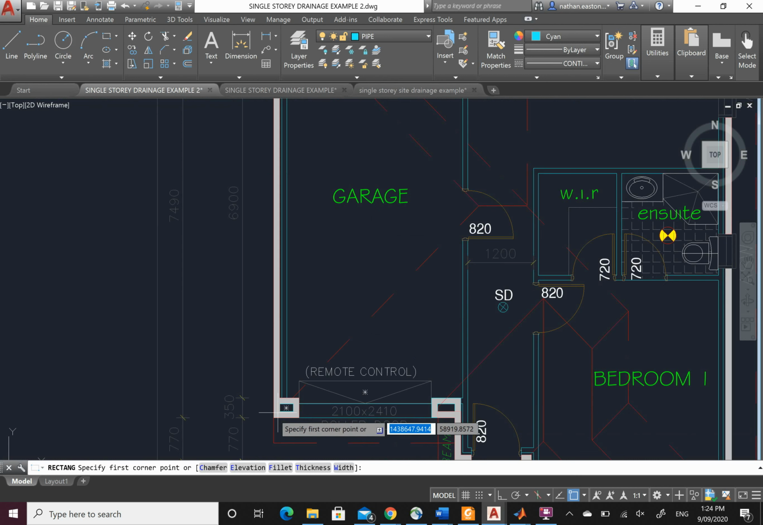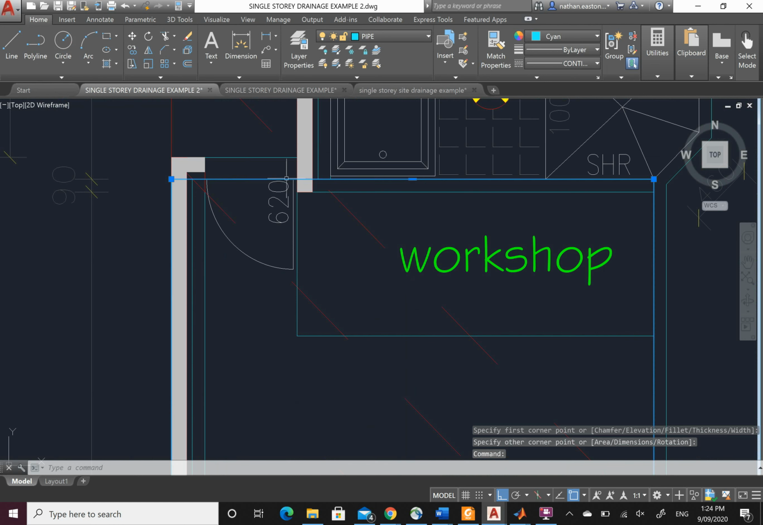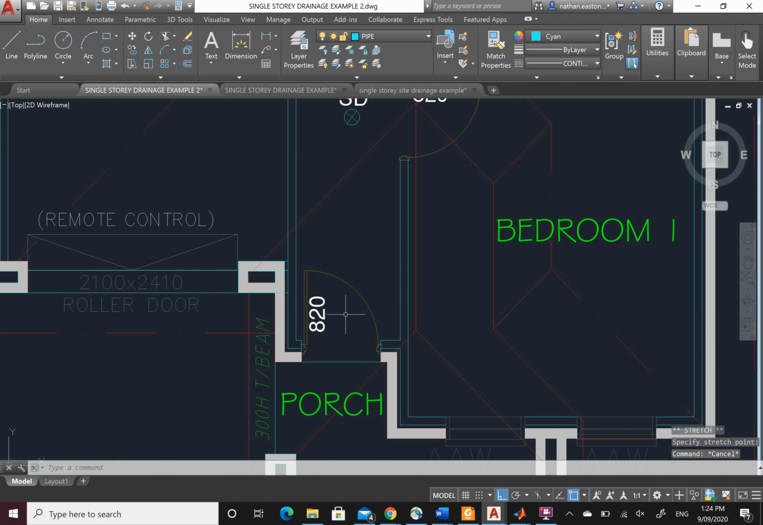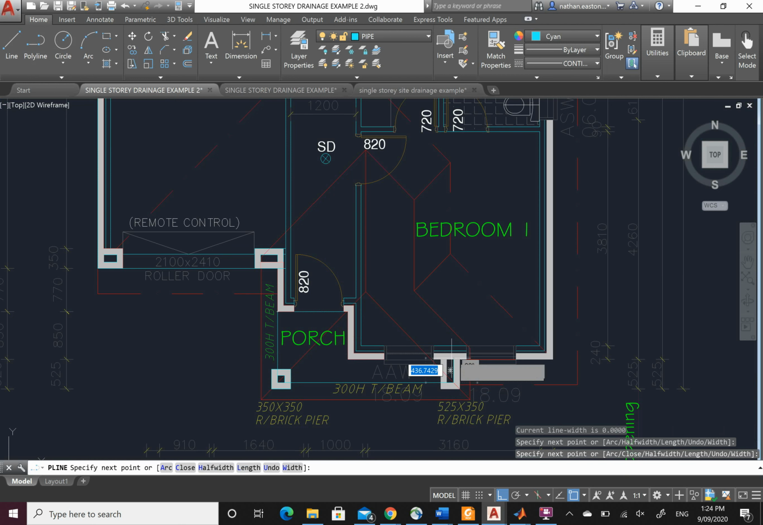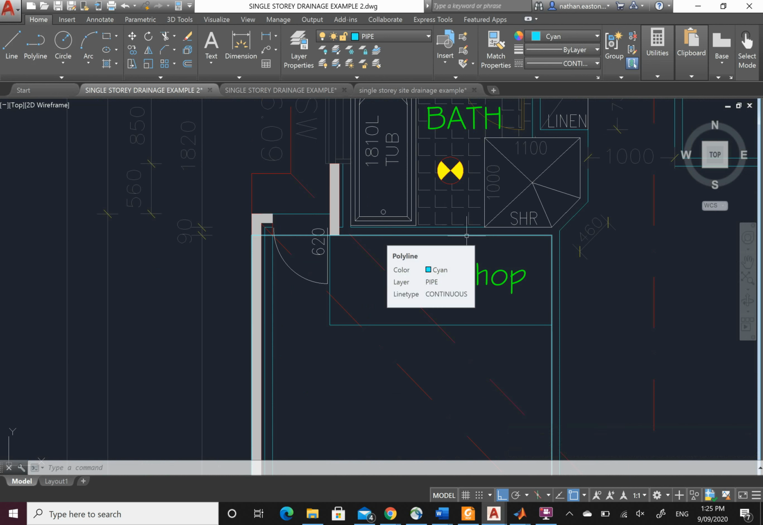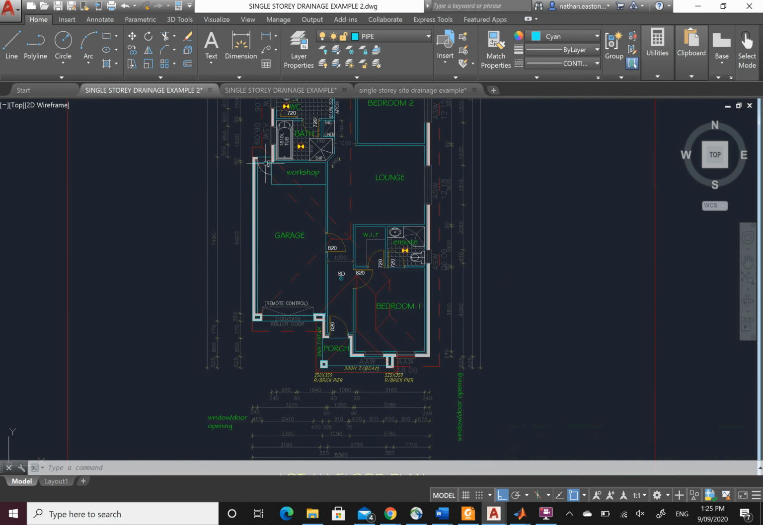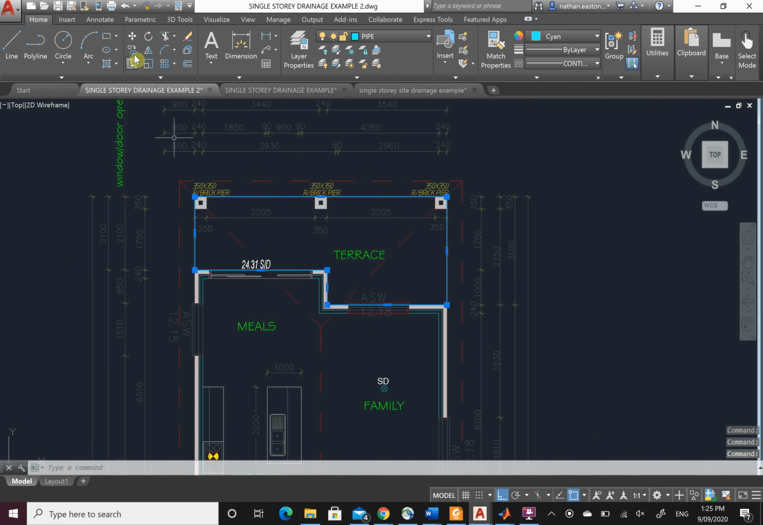I can just take from here to here, just taking the inside of the garage. I'm also going to need my porch. Am I happy with that set down there though? Yeah, I think so. That should be okay. Okay, so what I'm going to do is just select these: the porch, the garage, and the alfresco.